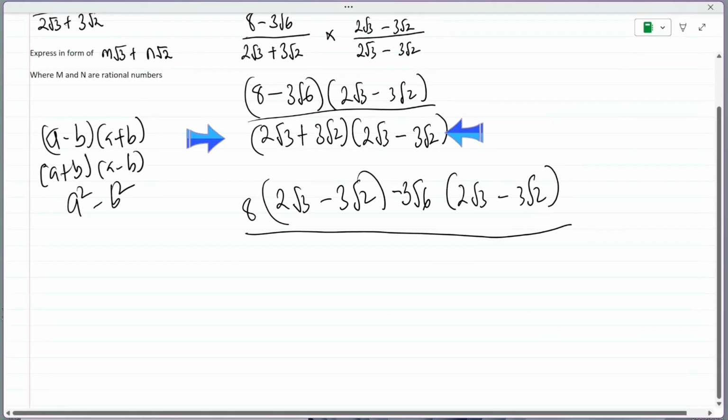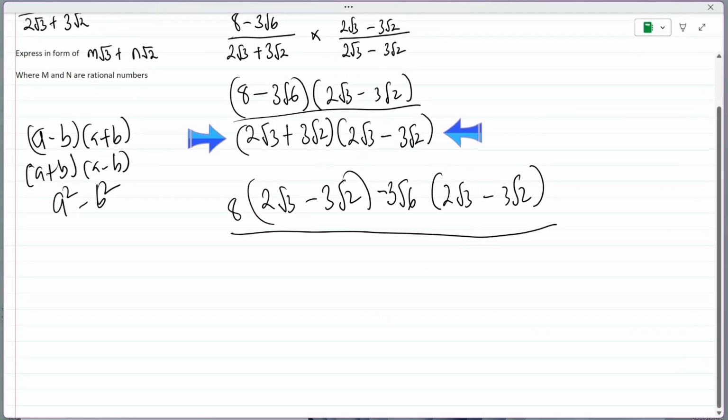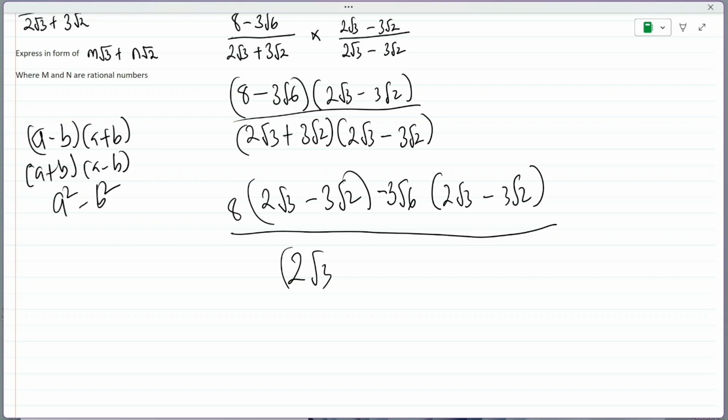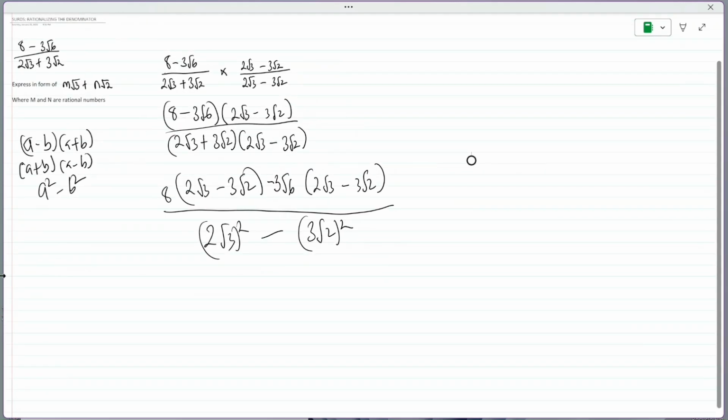Over. Now, at the denominator, since they are both the same values, the only difference is the positive and the negative, and they are multiplying themselves, you just apply difference of two squares, where this squared and this squared, and they are linked by minus. So you have 2 root 3 all squared minus 3 root 2 all squared. Let's go back to the numerator.